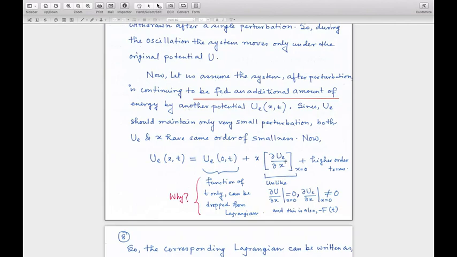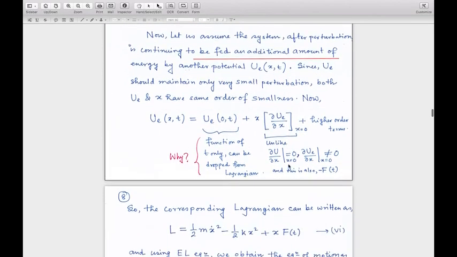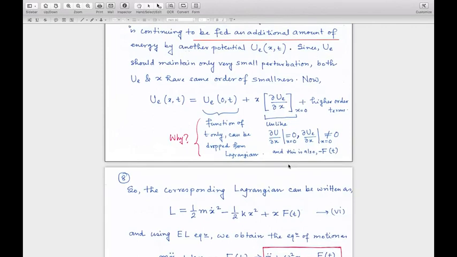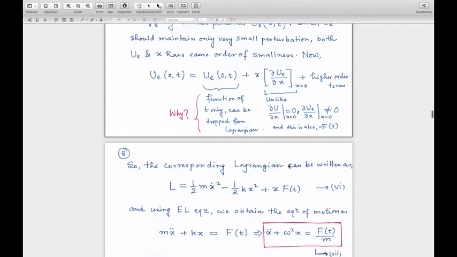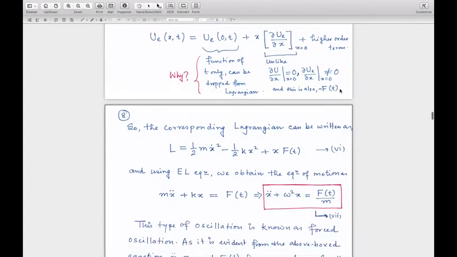Now you see that U_E has one degree of smallness and x itself has one degree of smallness. You can take the combined effect to have a degree of smallness equal to 2, and that's exactly the order of smallness which is already permitted at maximum in the Lagrangian. We are not considering higher order terms because then the order of smallness will be higher. Then the corresponding Lagrangian can be written as L equals half m x dot squared minus half k x squared plus x times this del U del x, which we call f.